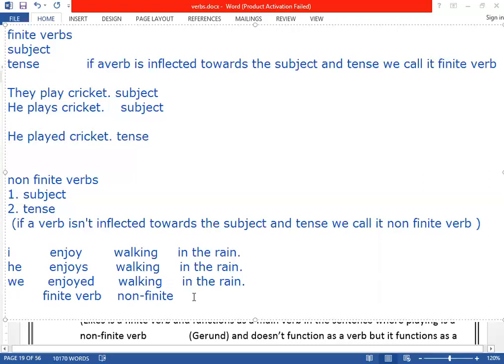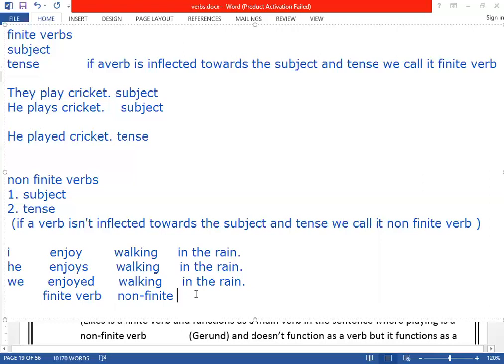Remember that in a sentence, if I ask you which one is verb, then in this sentence only enjoy is the verb. Walking is a verb form, but its function is not verb anymore here. It does not function as a verb. Okay? So remember that a finite verb is the verb that changes according to the subject or the tense. Non-finite does not change.